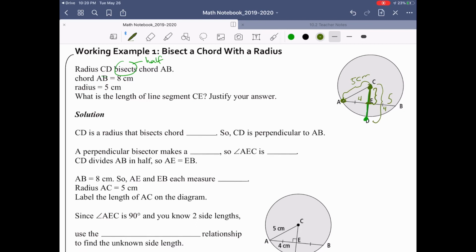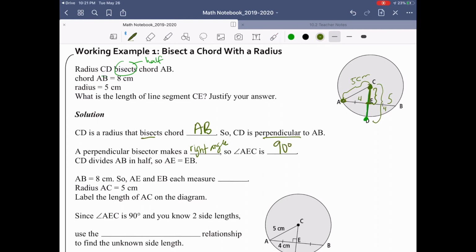Let's go through this information here. CD is a radius that bisects the chord AB. Therefore, if it bisects it, then it has to be perpendicular to it. If it's perpendicular to it, that means it makes a right angle. So angle AEC, this angle, is 90 degrees.